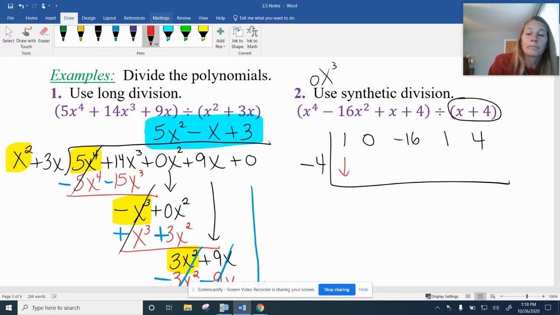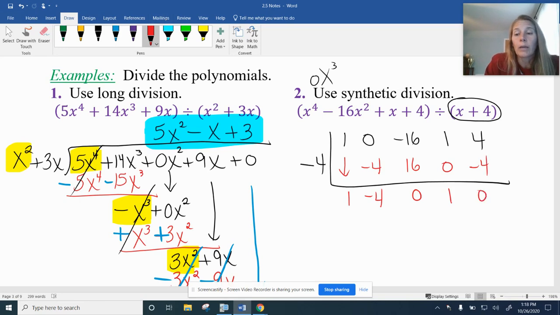Using my grid, dropping down the 1, multiplying it by the -4, adding up that next column, multiplying by the -4 again, adding up that column, multiplying, adding up the column, and multiplying the column. So my remainder is 0. My constant is a 1. My x coefficient is a 0. My x squared is -4, and my x cubed is the x.